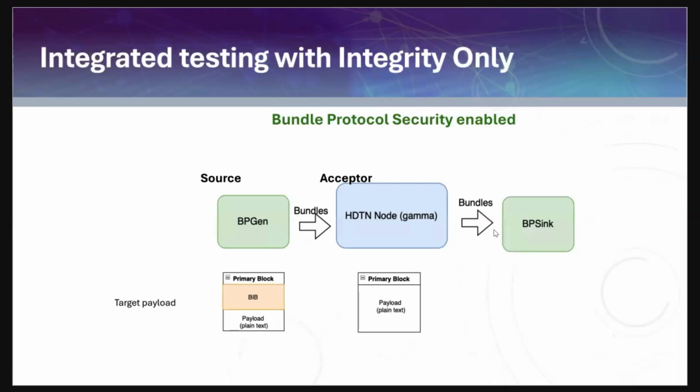And we did some integrated testing, either using integrity only by adding a BIB. So in this case, for example, the bundle source provides an integrity signature of the plain text associated with the payload, and an integrity signature is applied to the canonical form of the payload block and is added in a BIB extension block. Then the acceptor node does the verification and processes the security operation. If the processing fails, the target shall be processed based on the policy rule for handling security failure specified in the BPSec config file.